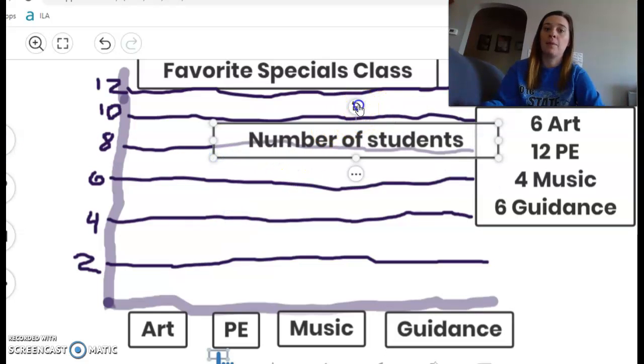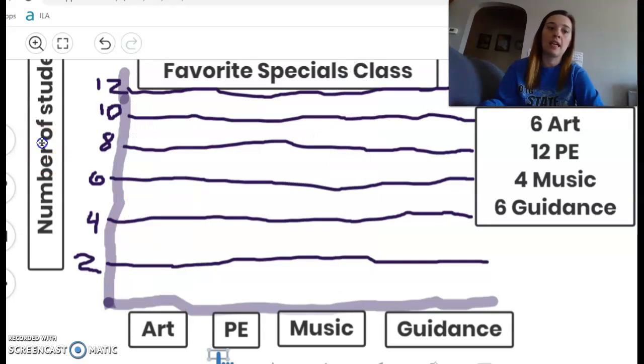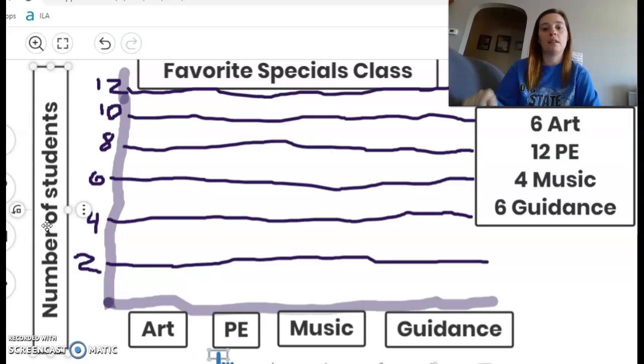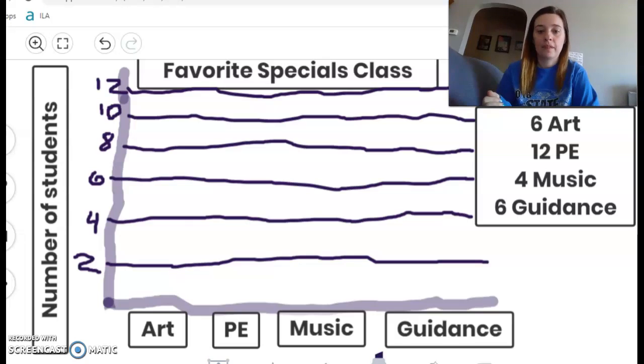And we're going to rotate it. Remember how I did that yesterday? Rotate. And that can go along the side right over here. Perfect. Number of students, classes. Now I can go in and I'm going to make my dots. Okay. I'm going to make it a big fat dot.